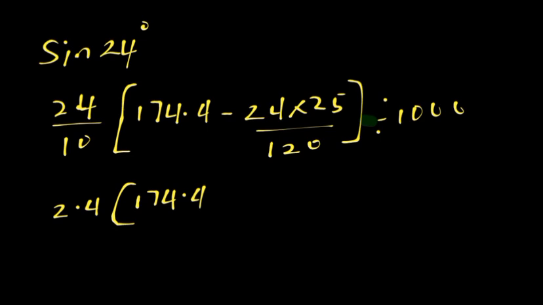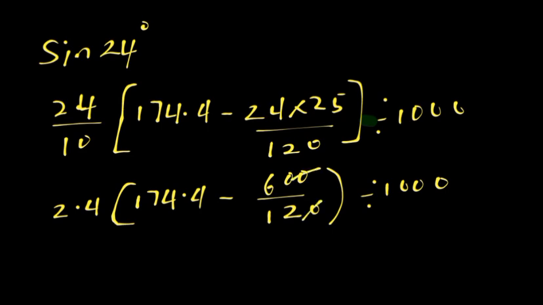Then this will be 174.4. Now this one will be very easy to do, because 24 times 25 is 600. 600 over 120, divided by 1000. You can see it's very simple. Then 12 can go into 60. That is 5.